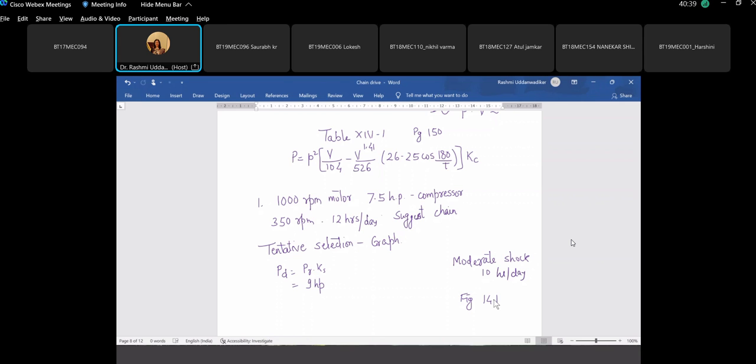So for 1000 RPM, 9 HP motor, we are designing for PDS 9 HP. Can you give me, how easy it is on the mobile screen, checking this out? What is the type of chain number? For single strand. Yes.